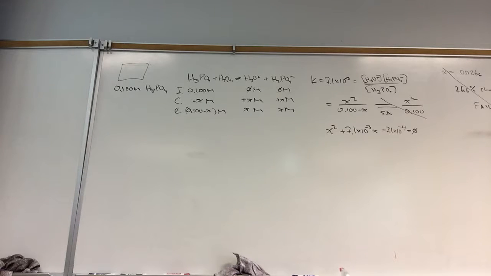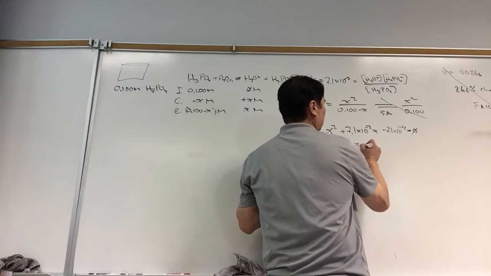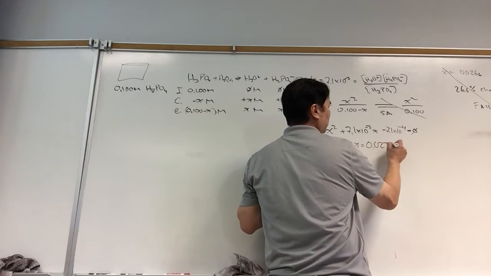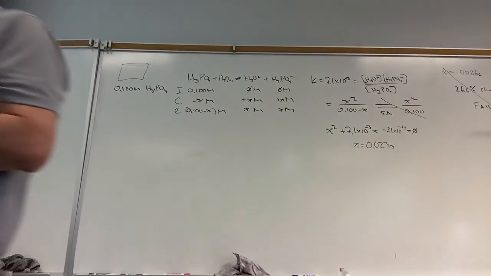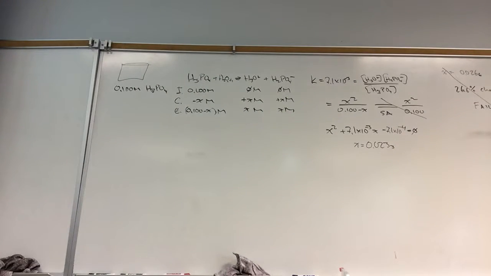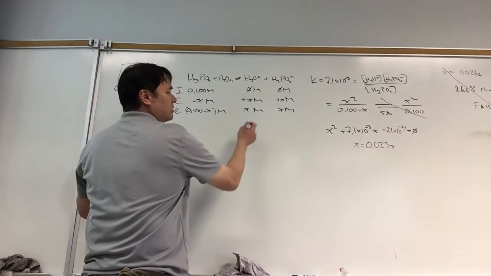We get two solutions. We get this one negative, which can't be negative. So it's got to be this one, 0.0233. So x equals 0.0233. If you like solving quadratics by hand, that's fine. Let's see if this is the right answer.